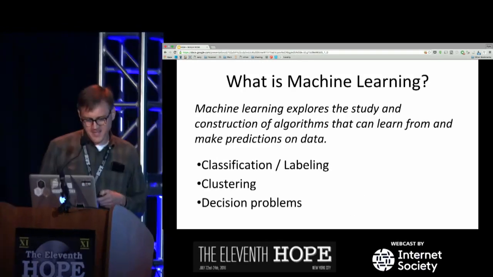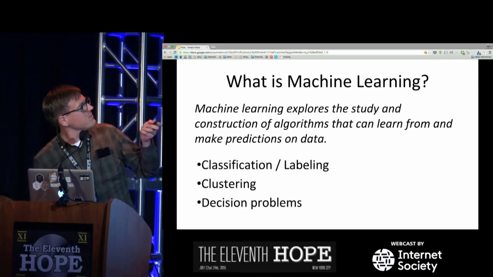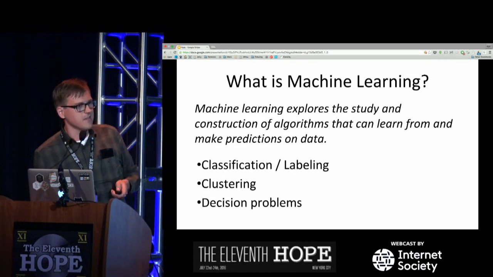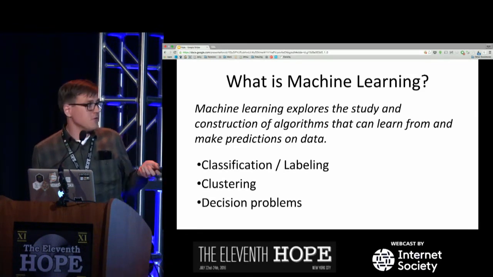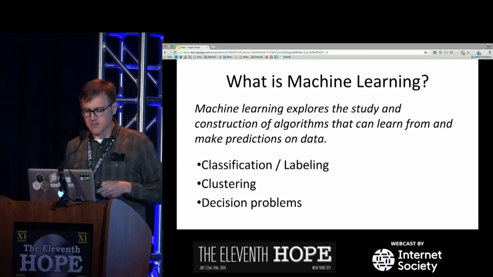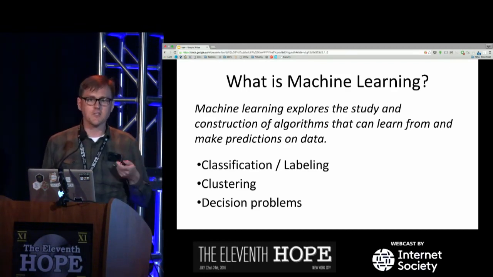So what is machine learning? It's the study of the construction of algorithms that can learn from and make predictions about data. So there are some general categories I can give examples of that do this. A common use case is what we call classification and labeling. So this is something like fraud detection. A credit card company has lots of transactions coming through.